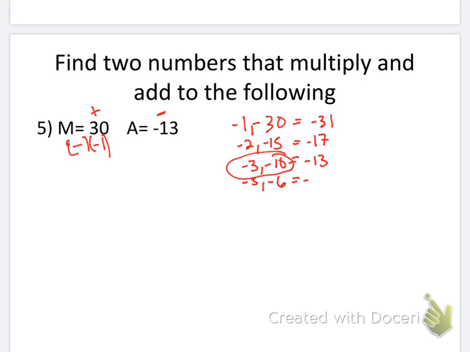But I'll do this last one just for completion. So negative 5, negative 6, negative 11. So what I'm looking for is negative 3, negative 10. Notice that's a 10.